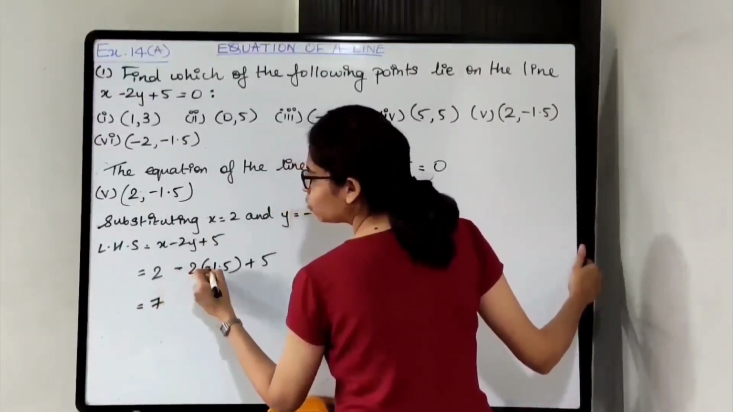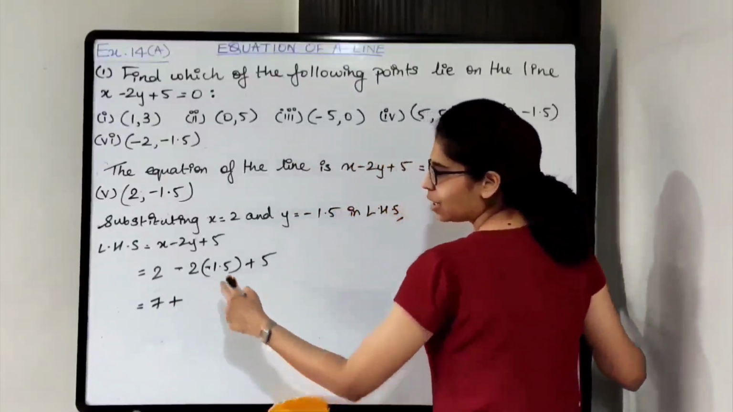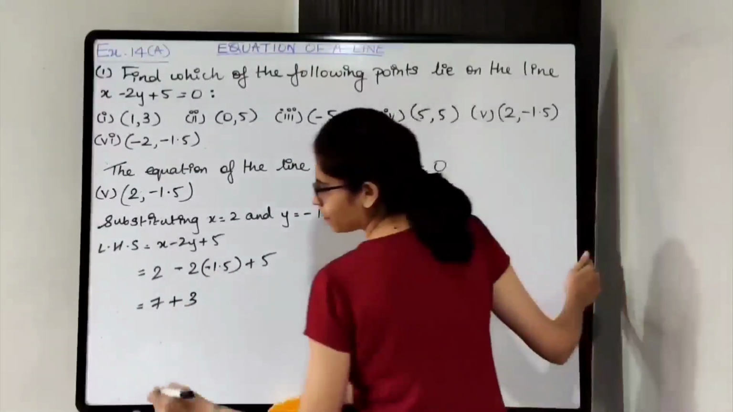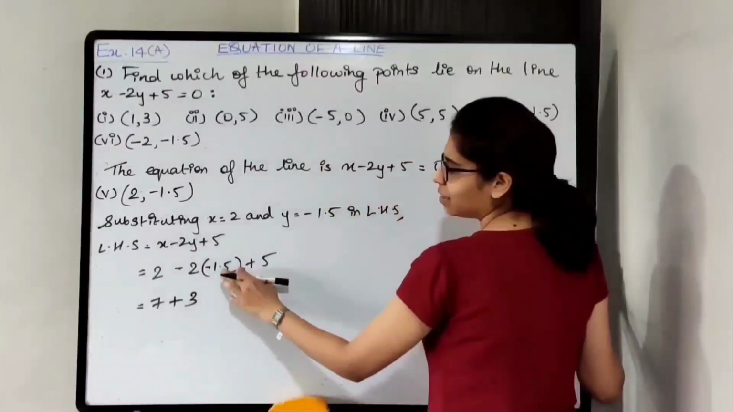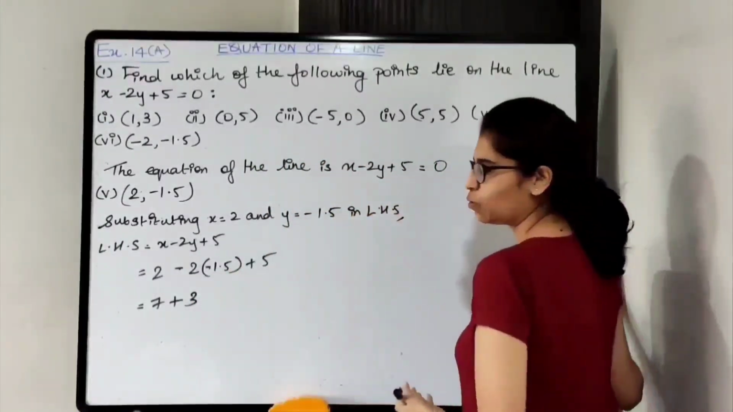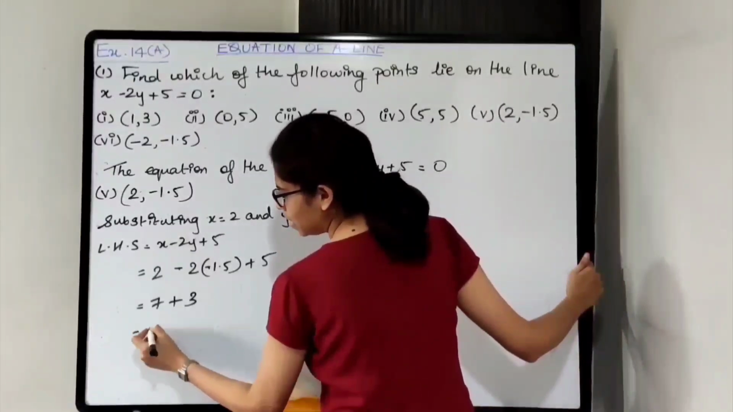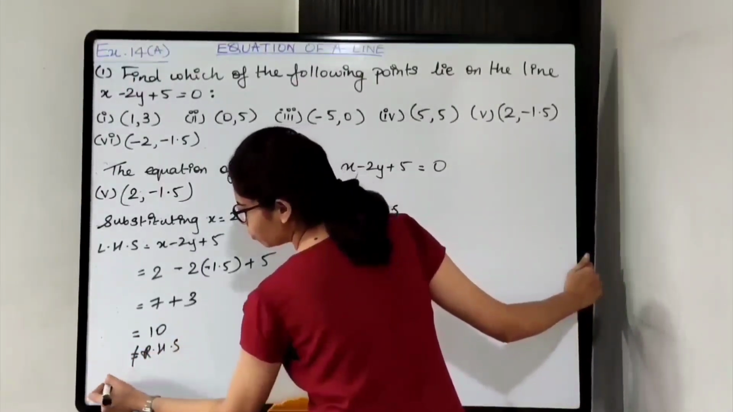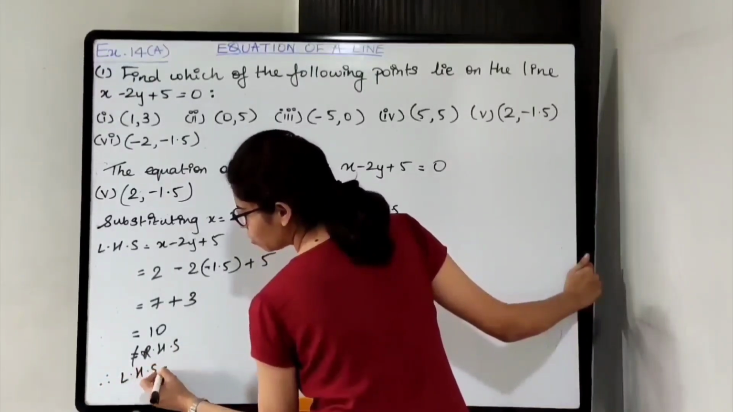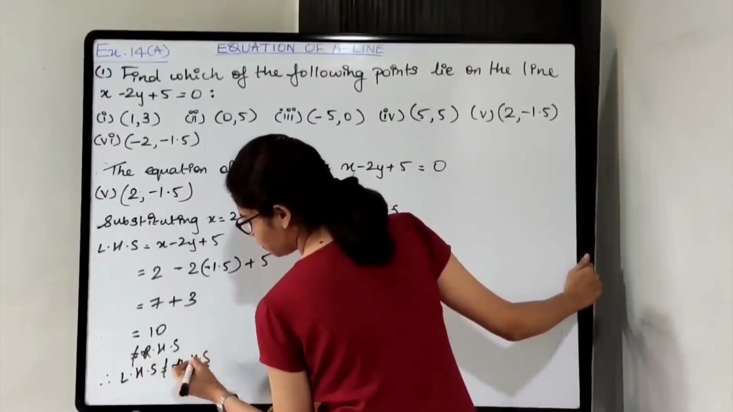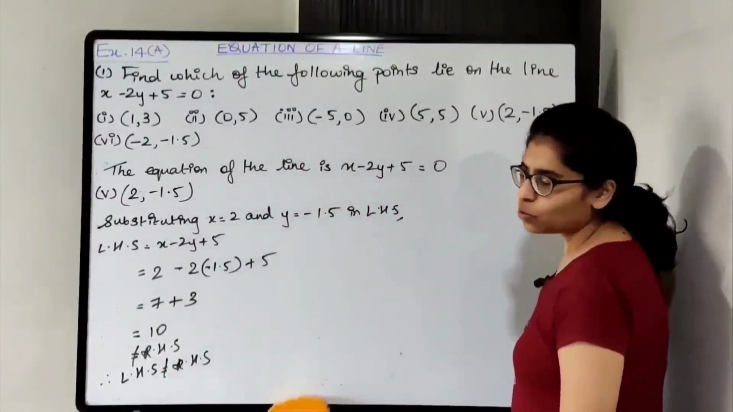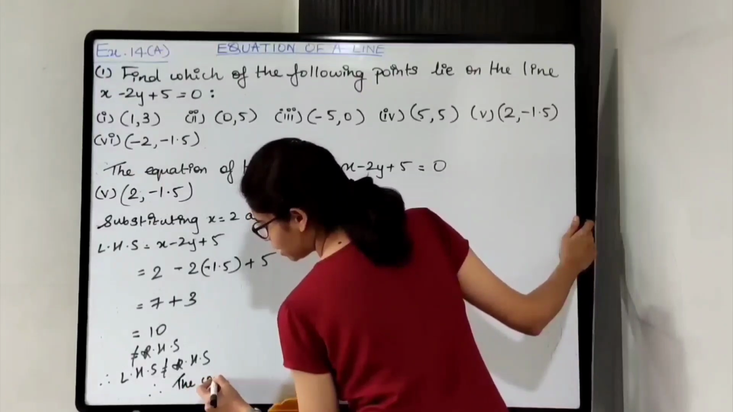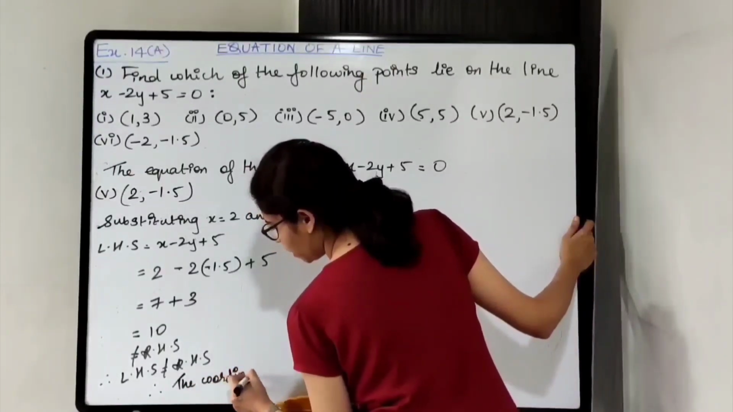And minus into minus gives plus, and 2 into 1.5 is 3. Okay, 2 15s are 30 and one decimal point, so it becomes 3.0. 7 plus 3 is 10, so you are not getting it equal to RHS. Therefore, LHS is not equal to RHS. So since it is not equal, therefore the coordinates do not satisfy the equation.